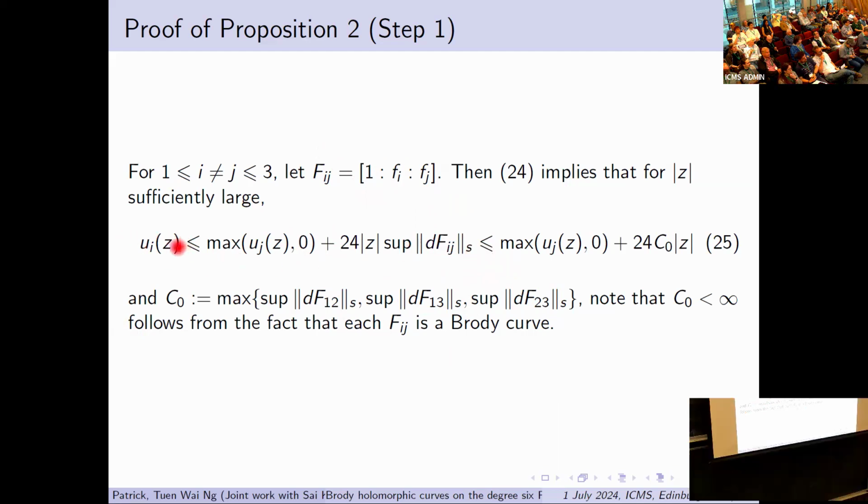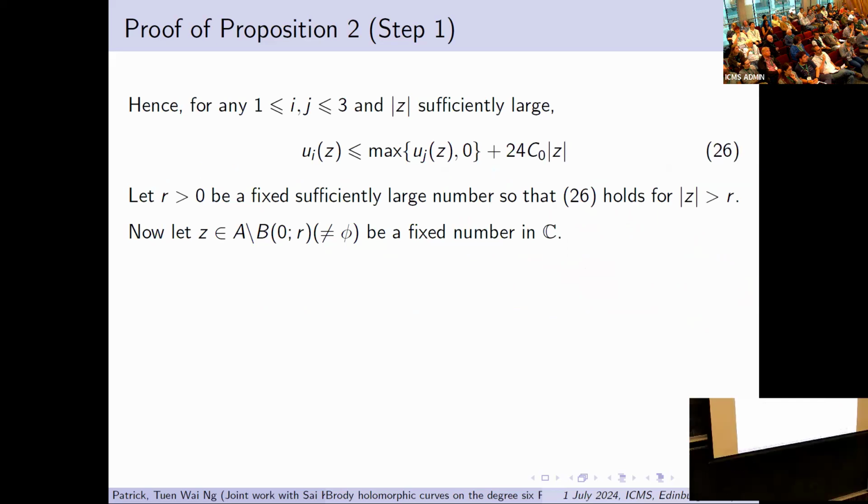And this is true for each i. However, we know that if our capital F is a Brody curve, then this F_ij will also be a Brody curve, which means the spherical derivative here is actually bounded for each i. And therefore, we can choose some big number C, and then we get this inequality here.